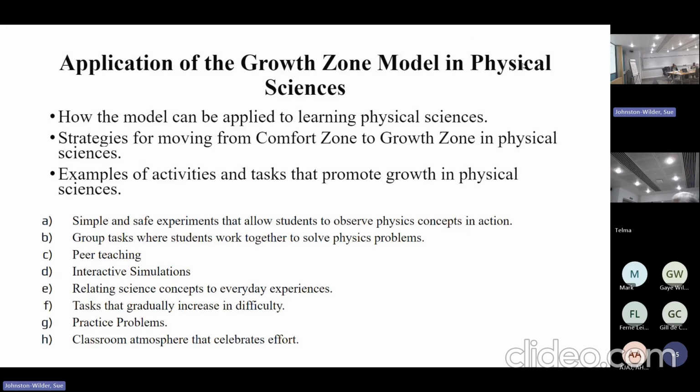mathematics classroom. And then what I did with the physical science teacher was also to develop these assessment strategies and these examples, just to introduce a more interactive classroom situation where the teacher varies the teaching and learning strategies that they normally use. Simple and safe experiments that allow students to observe physics concepts in action, and then there was peer teaching, and then interactive simulations. I had to do all these downloads, and then I sent them to the teachers.